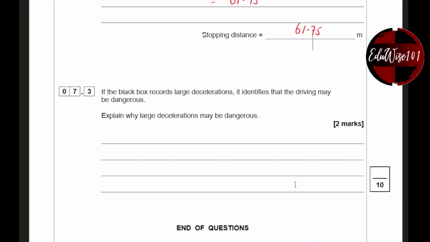If the black box records large decelerations, it identifies that the driving may be dangerous. Explain why large decelerations may be dangerous. Now, large decelerations can cause the brakes to overheat and can cause the brakes to either fail or to stop working completely, or you could lose grip on the road.